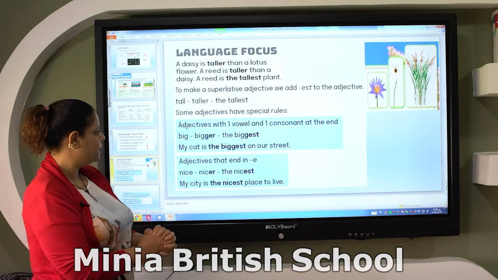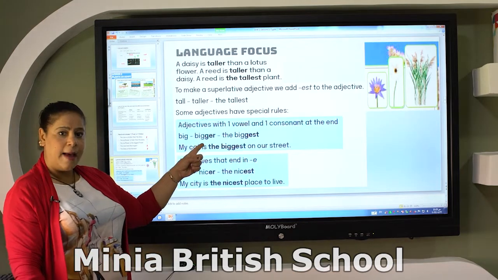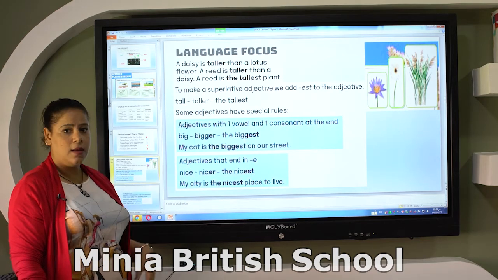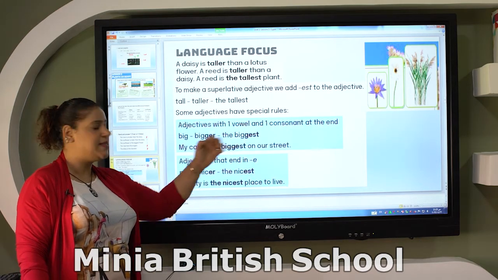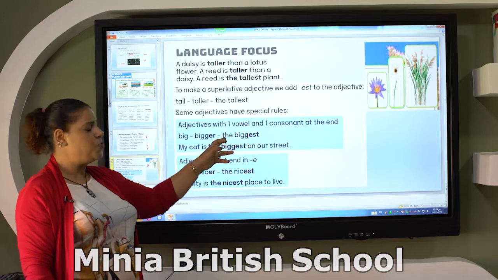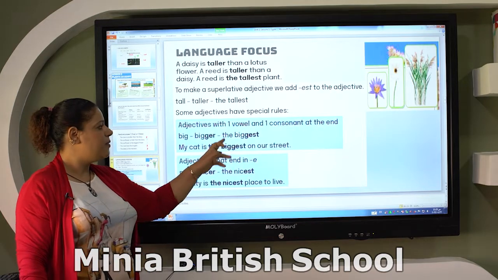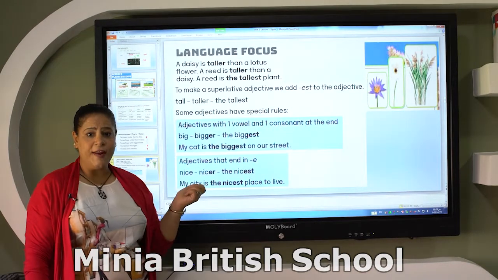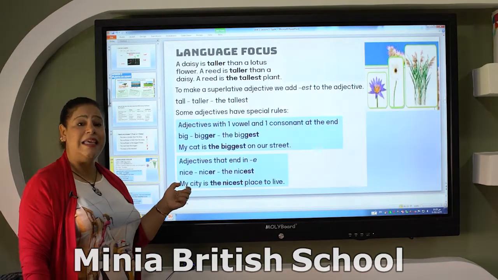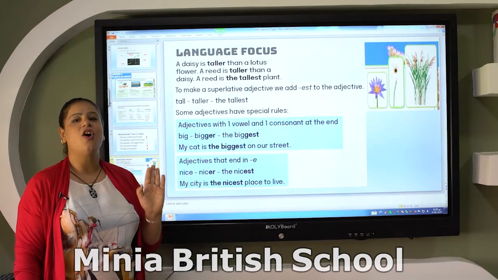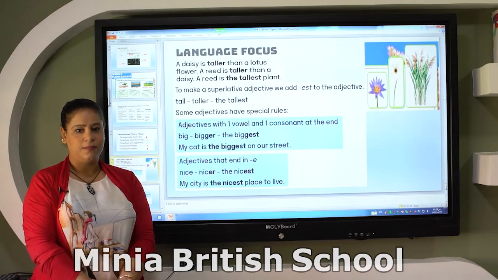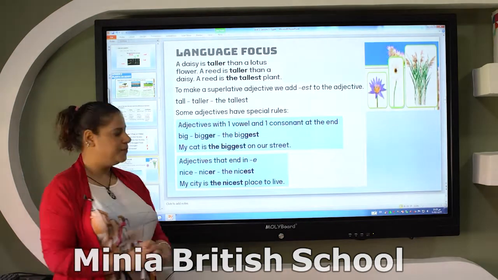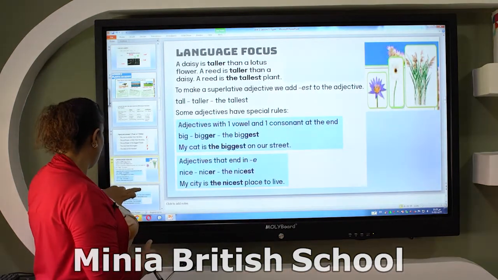Let's see here. Here, I'm going to double the last letter of big because this is a consonant before the vowel, as I said before. And here, because this is superlative form, I add the, then adjective, then EST. And don't forget, if the adjective ends with E, you are going to add just ST. Is that clear for you? Hopefully. Okay.